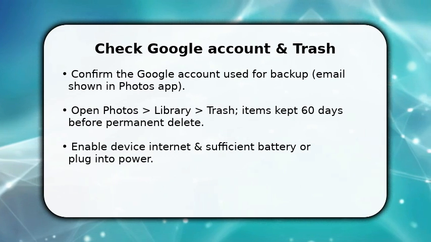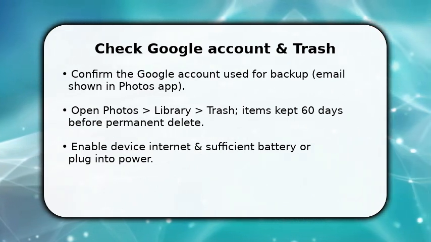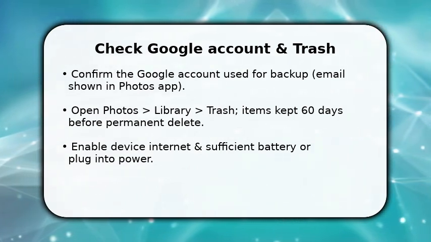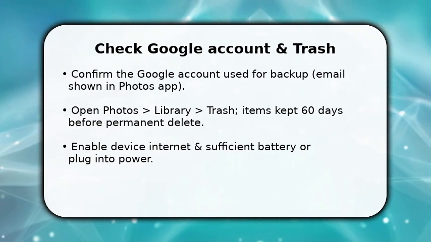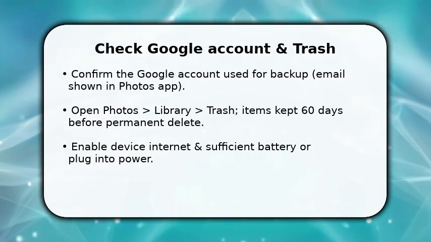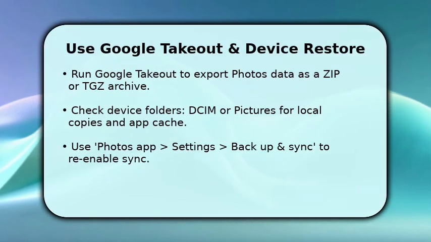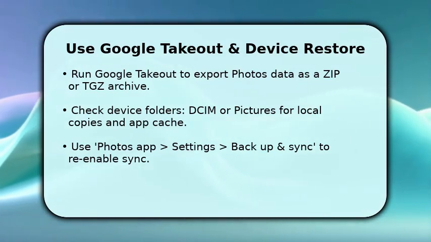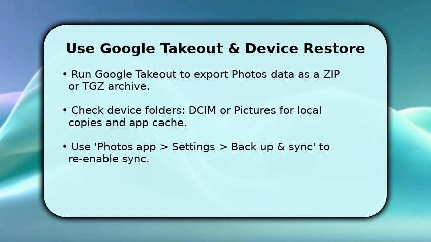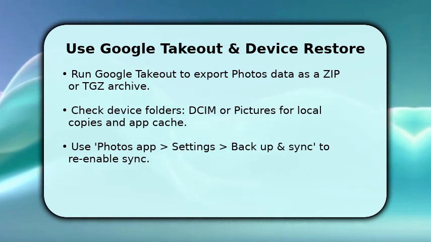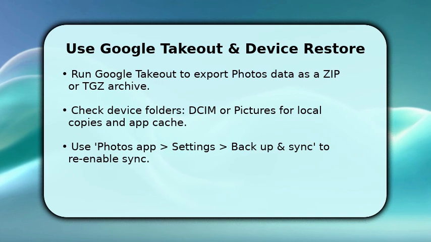Make sure your device has a stable internet connection and enough battery, or is plugged in so the restore completes without interruption. Once trash is empty or items are missing, export everything with Google Takeout. Choose Google Photos, select desired albums, and request an export. You'll get a downloadable archive that may include missing originals.